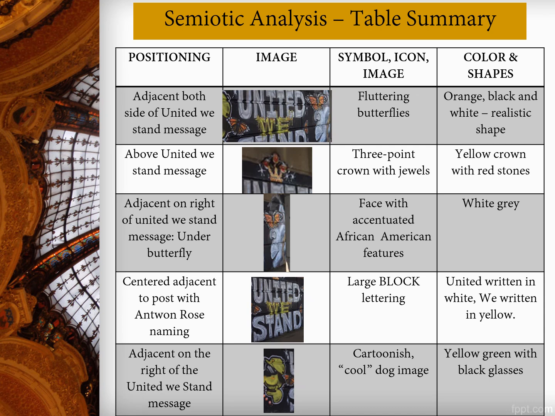We have large block writing, so the actual writing itself is white, and the we is in yellow, so United and Stand is highlighted with the we in the middle. Adjacent to the word stand, we have a cartoonish cool dog image with yellow-green lashes.